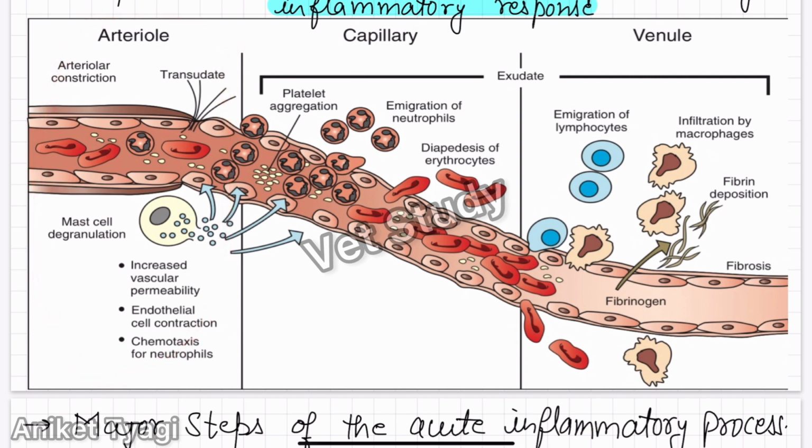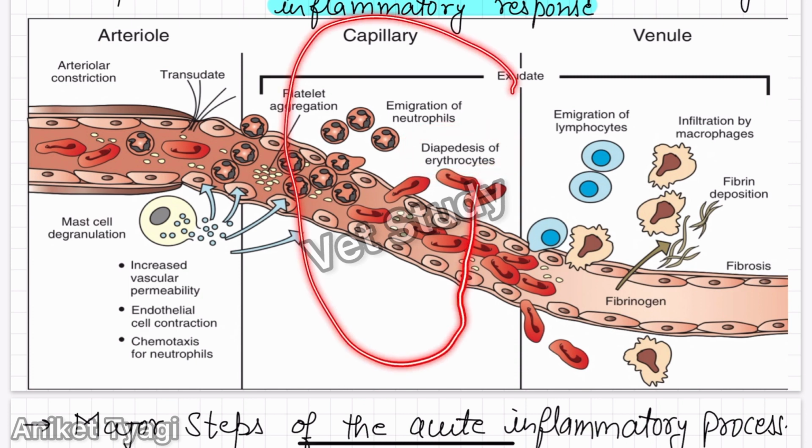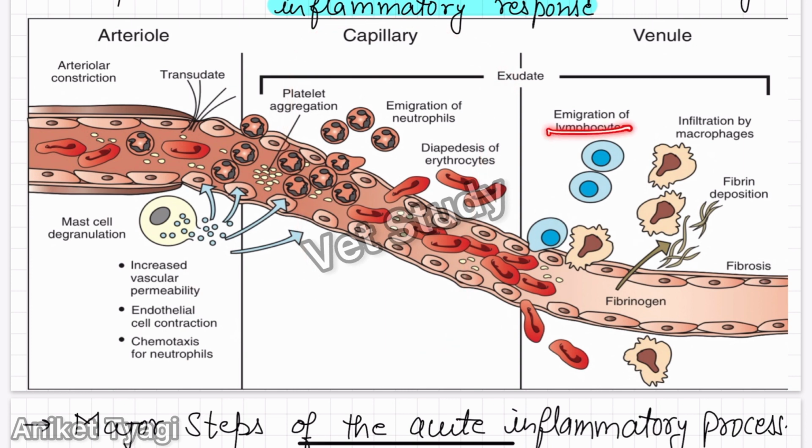Now we will discuss what the changes are in the capillaries and venules. In capillaries there is platelet aggregation and emigration of neutrophils. As we have discussed earlier, neutrophils are the first cells in acute inflammation. So there is emigration of neutrophils. After this there is diapedesis of erythrocytes also. So these are the events in the capillaries, but in venules there is emigration of lymphocytes, infiltration of macrophages, and fibrin deposition. After this, fibrosis occurs in chronic inflammation, so we will discuss it later, right? And all these things form the exudate.